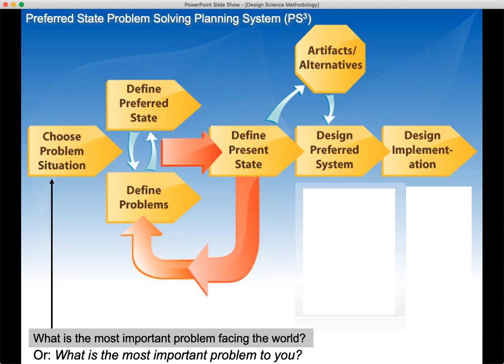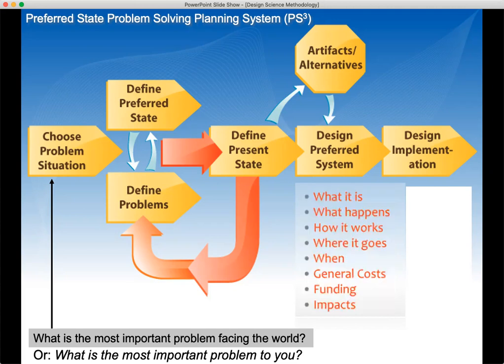So we define the problems, we define the present state that the problems are embedded within. We look at what are the alternatives, the artifacts that lead to the actions, and designing a preferred system. What is it? What happens? How does it work? Where does it go and when? And the general costs and impacts.